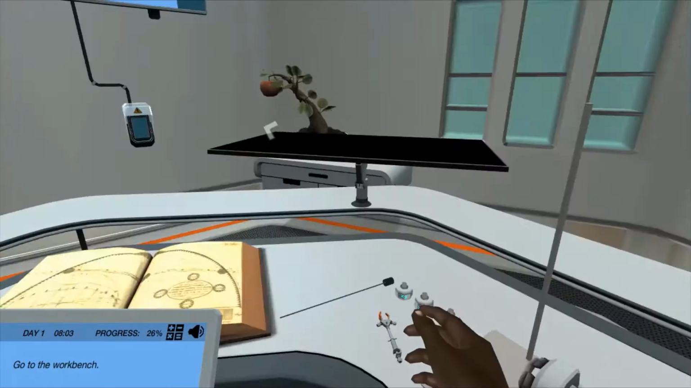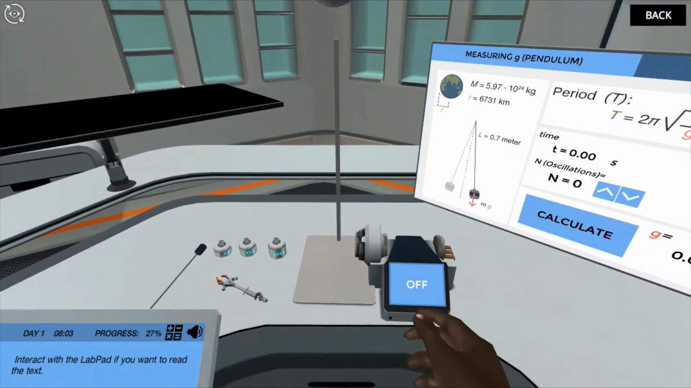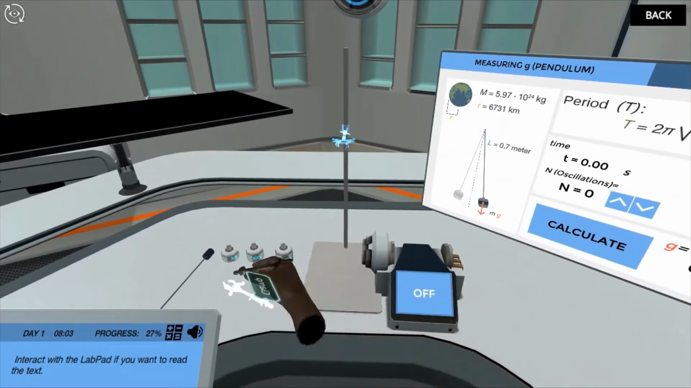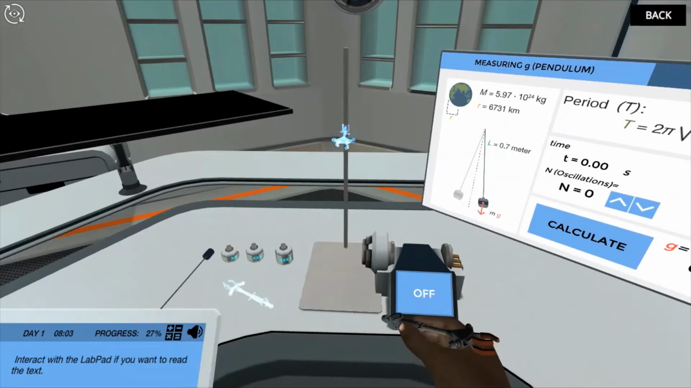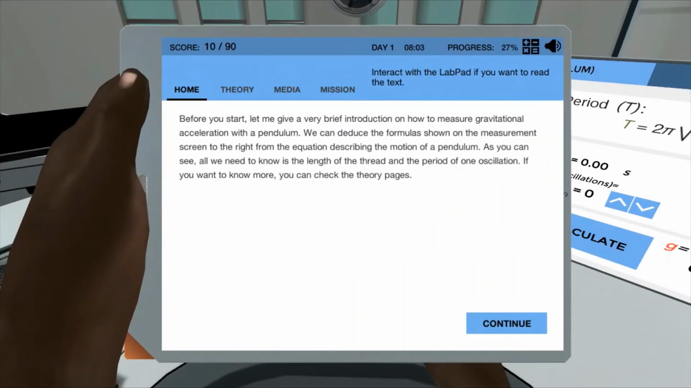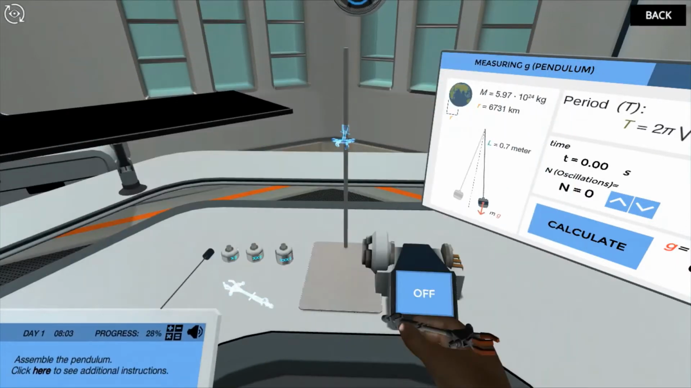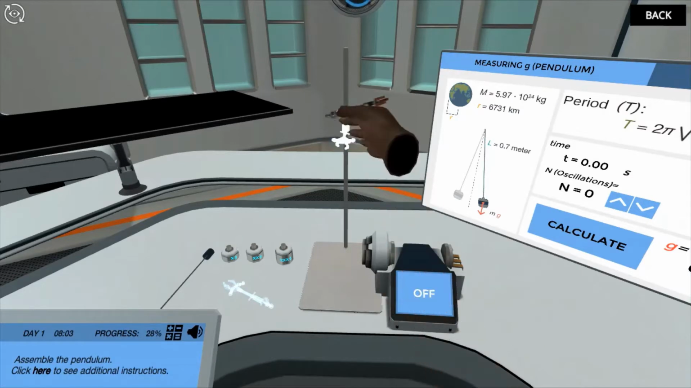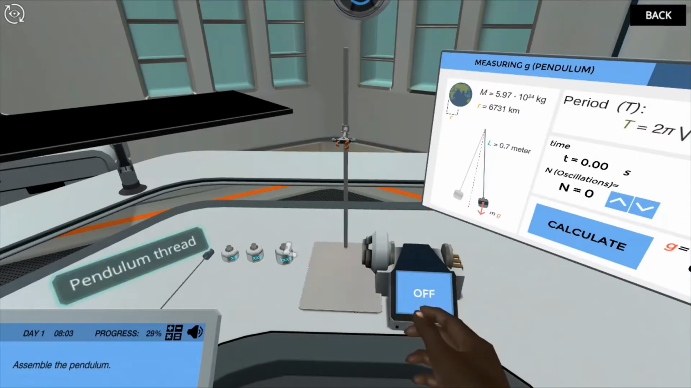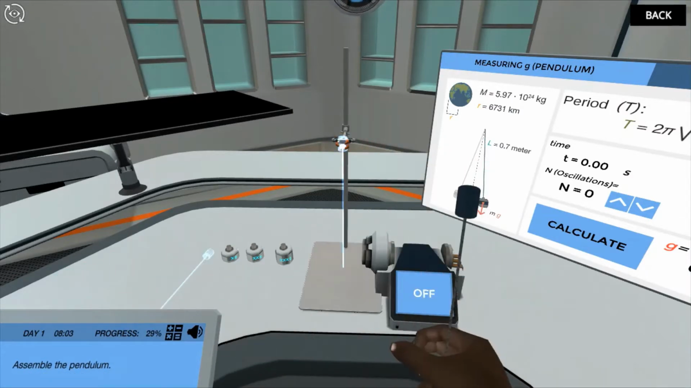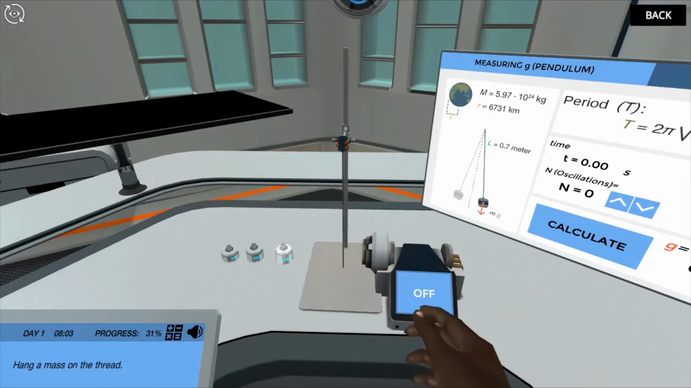Now, let's see how we can measure the gravitational acceleration with a pendulum. All we need to know is the length of the thread and the period of one oscillation. Hang the clamp on the stand and put the pendulum thread as shown above. Choose the mass of 200 grams and then run the pendulum for 5 seconds in 3 oscillations.